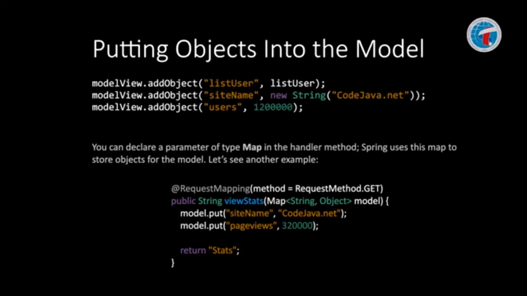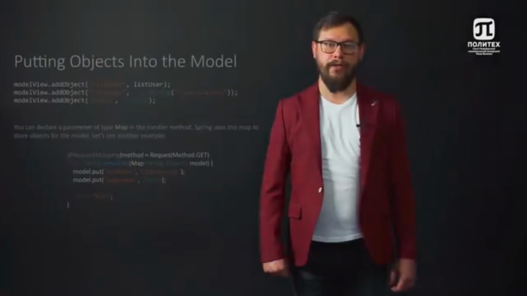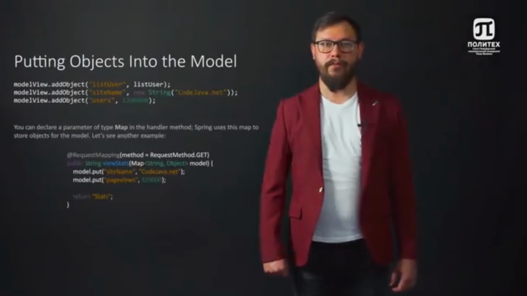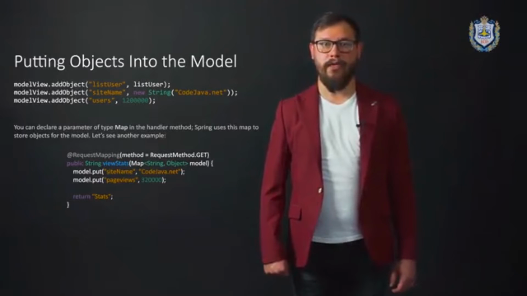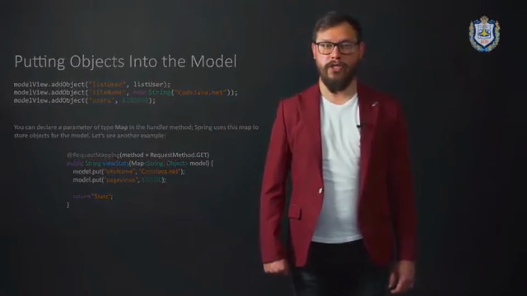Again, Spring is very flexible. You can declare a parameter of type map in the handler method. Spring uses this map to store objects for the model. This is even simpler than using the model and view object. Depending on your taste, you can use either map or model and view object.